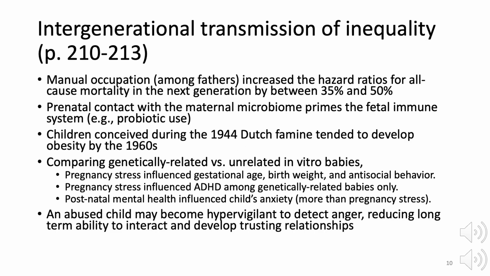Here are more examples of intergenerational transmission of health capital. I'd like to draw your attention to the fourth point. In this study, pregnancy stress influenced gestational age, birth weight, and antisocial behavior in both genetically related and unrelated in vitro babies. Pregnancy stress influenced ADHD among genetically related babies only, and postnatal mental health influenced child's anxiety more than pregnancy stress. Here we see a combination of biological, social, and intergenerational transmission.